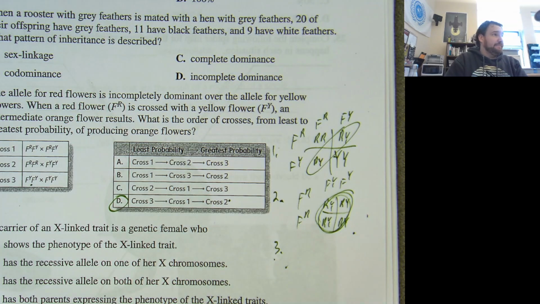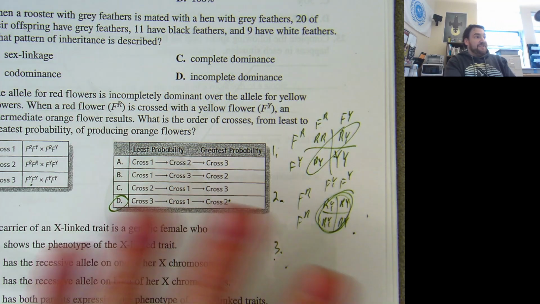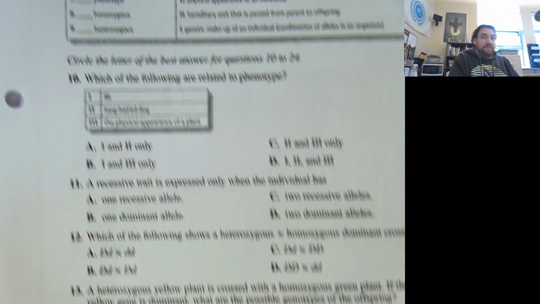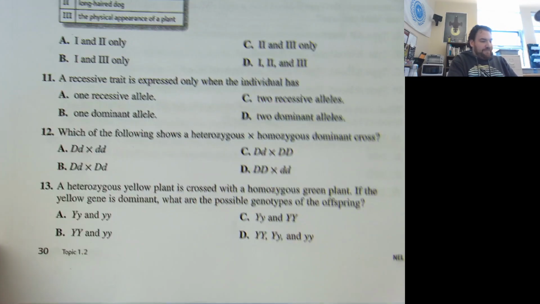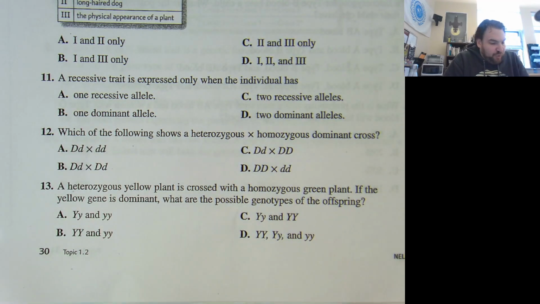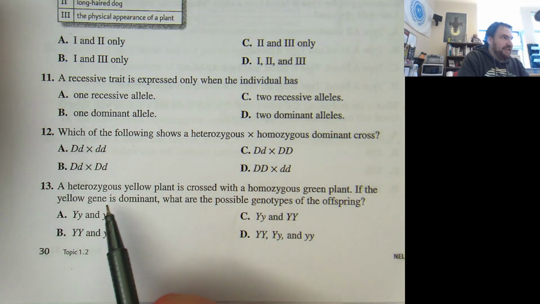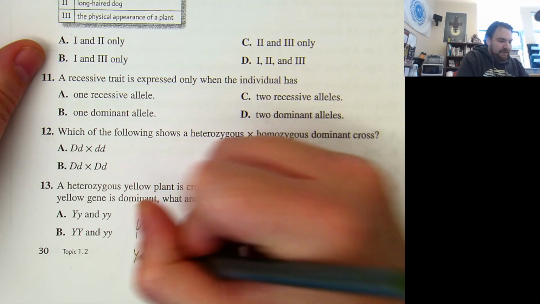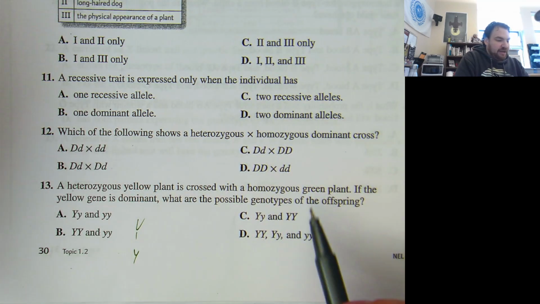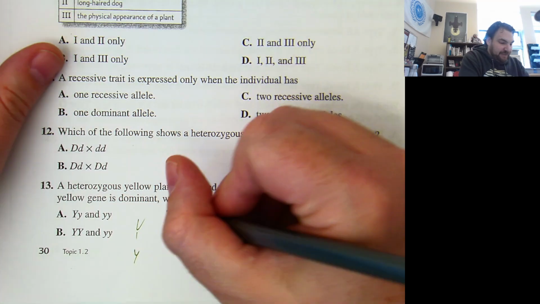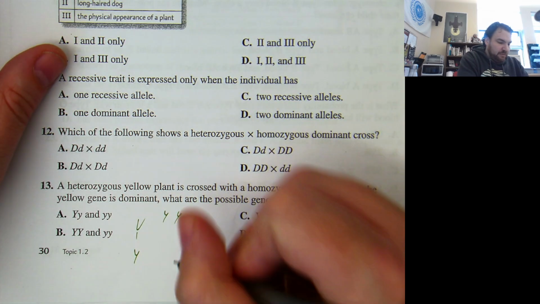Yes, Luca. Number 13. On the same doc? Yeah, the 1.2. Okay. Question number 13. Here we go. A heterozygous yellow plant is crossed with a homozygous green plant. If yellow is the dominant gene, what are the possible genotypes of the offspring? So again, just make a Punnett square. If it's heterozygous yellow, that's going to be big Y, little y. And a homozygous green, if yellow is dominant, means it's going to be lowercase y, lowercase y.